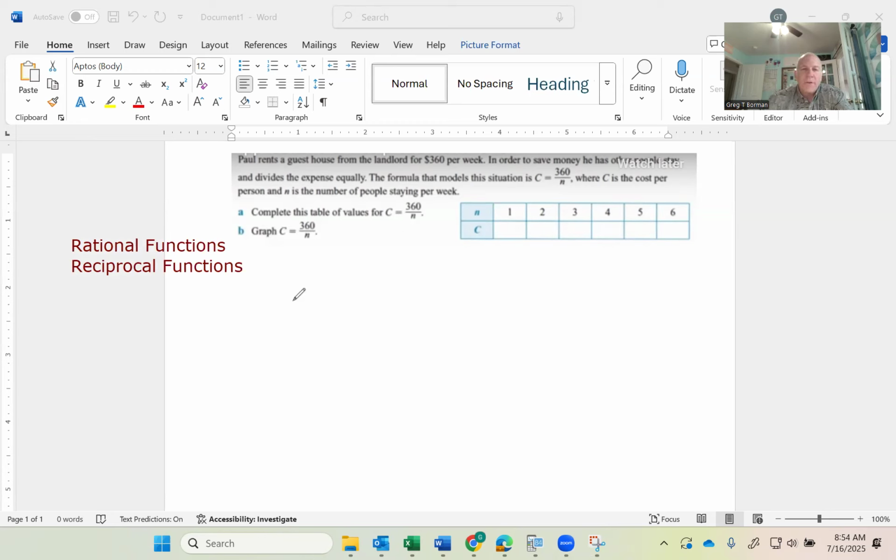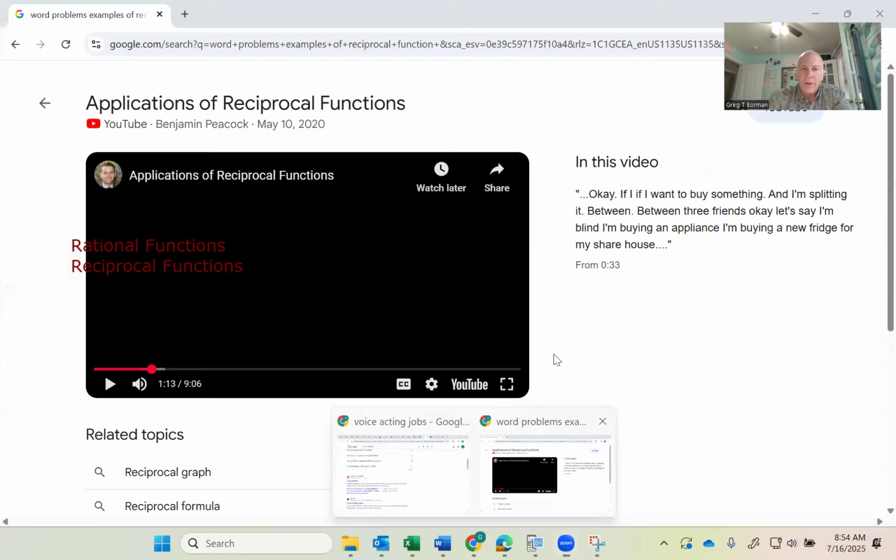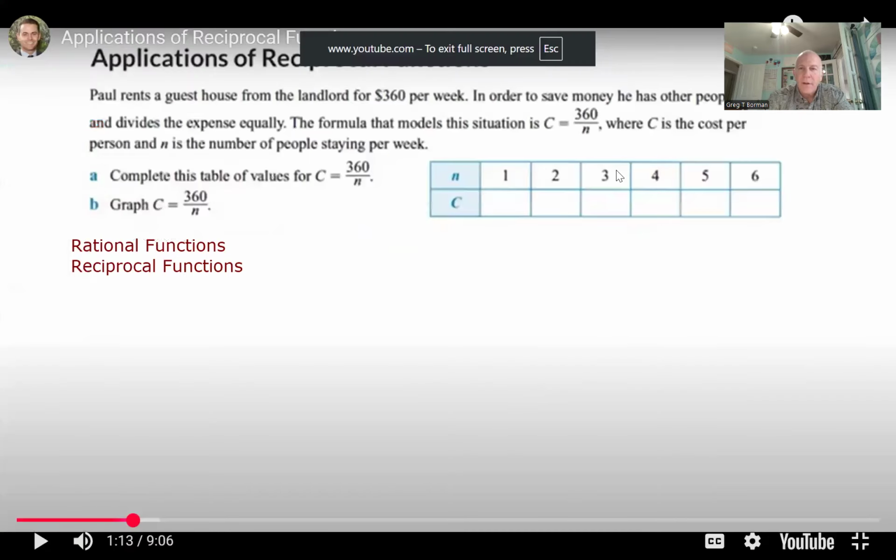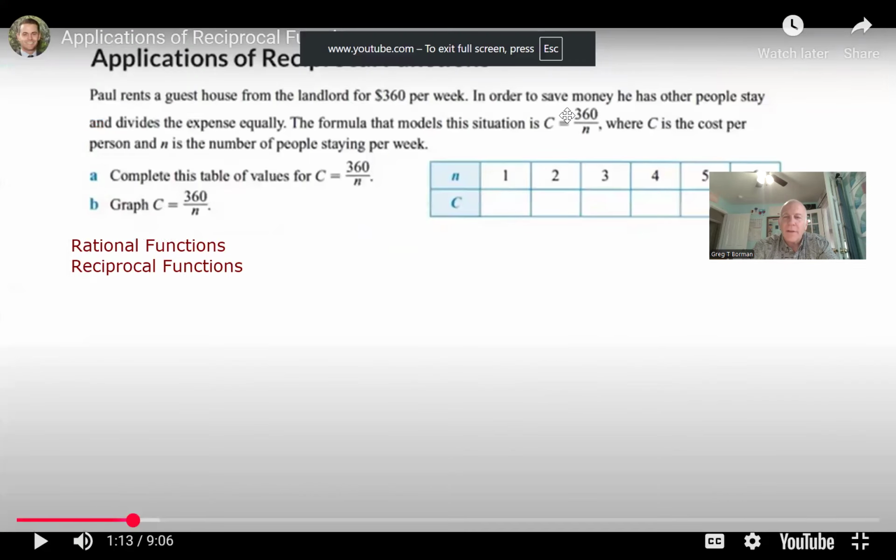Okay, so Paul rents a guest house from the landlord for $360 per week. In order to save money, I'm having a tough time reading that because I screenshotted this off of a YouTube video, and divides the expense equally. You know what? Here, I think I've still got that video open. What does that say? He has other people stay and divides the expense equally.